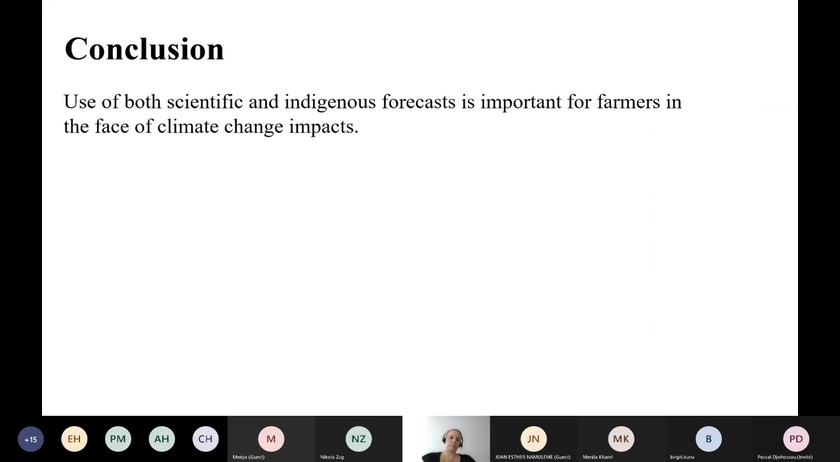In conclusion, use of both scientific and indigenous forecasts is important for farmers to face climate change impacts. Thank you very much for listening to me. I would like to pass on to Bajit Kuna to take us through the next session.